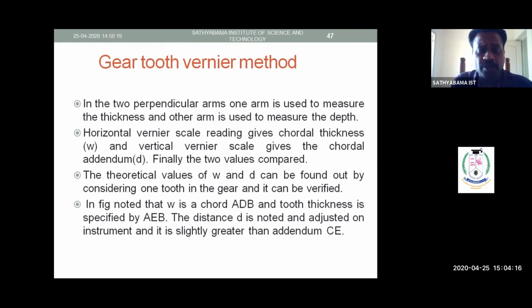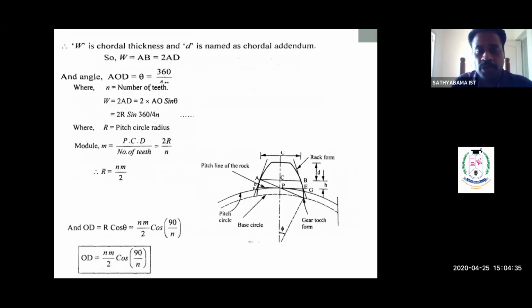The theoretical values of this chordal thickness and the addendum can be found out by considering one tooth in the gear, and it can be verified. In the next slide we are going to see some pictures by which we can understand how the chordal thickness is measured by using the gear tooth vernier caliper. You just see here, I have taken only one tooth for example. The width of the tooth on one side is AB. The chordal thickness to be measured is shown on the top as C, and you can see the pitch circle diameter, and there is an angle.